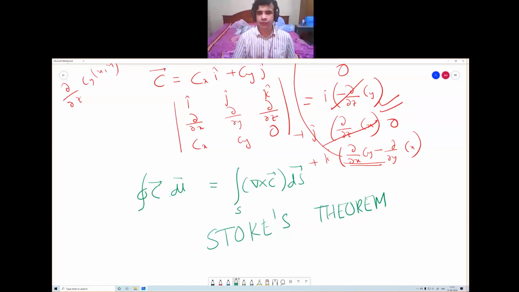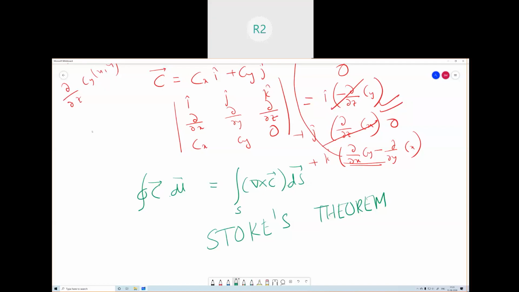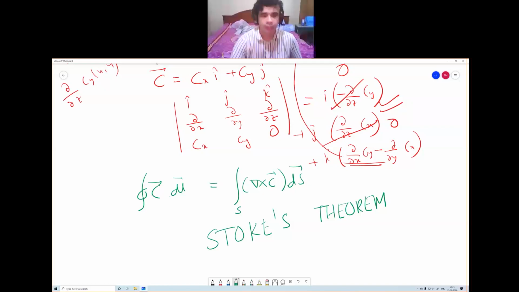Just like divergence theorem, this theorem too will be used throughout our discussion. Is this okay? Any doubts regarding Stokes theorem? Can you repeat the theorem? The theorem you can find in any book, doesn't matter. The line integral of a vector field along a closed loop is equal to the surface integral of the curl of the vector field throughout the surface of the loop. This is the Stokes theorem.